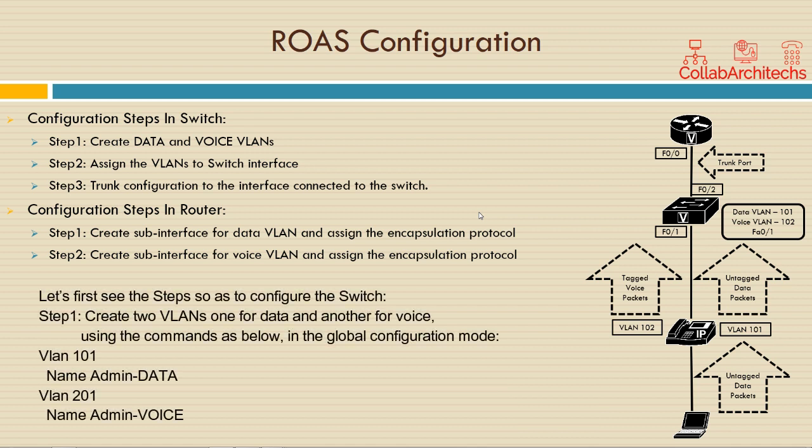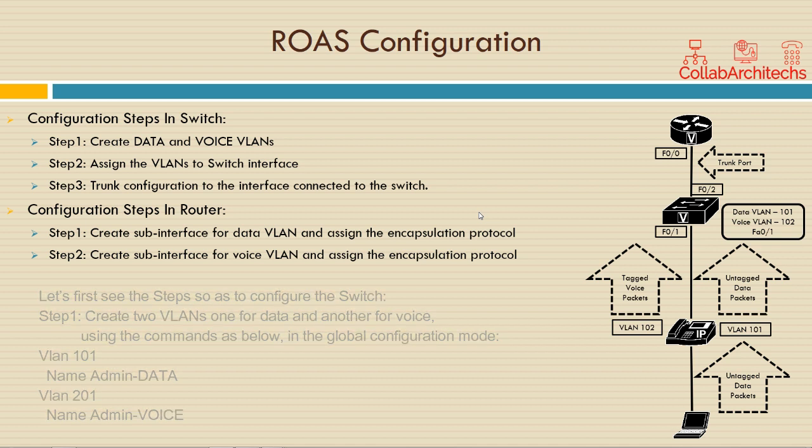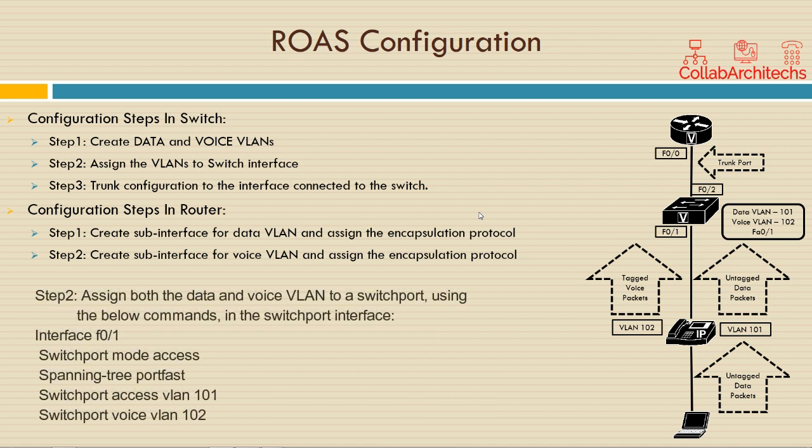Let's first see the steps to configure the switch. Step 1. Create two VLANs, one for data and another for voice, using the commands as below in the global configuration mode. Create VLAN 101 and 201 and assign the names admin data and admin voice. Step 2. Assign both the data and voice VLANs to a switch port using the command in the switch port.